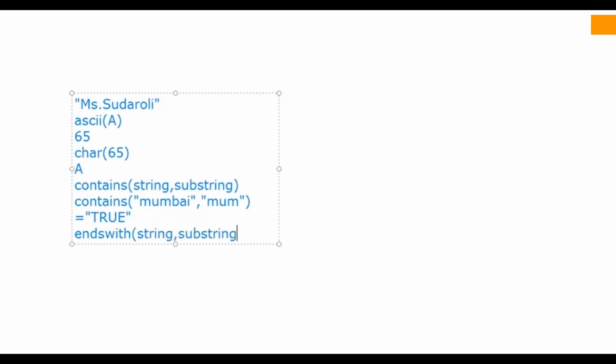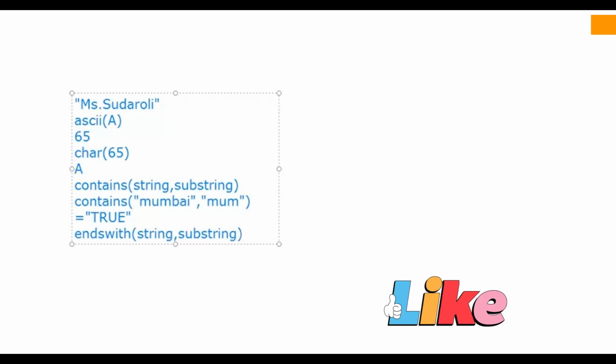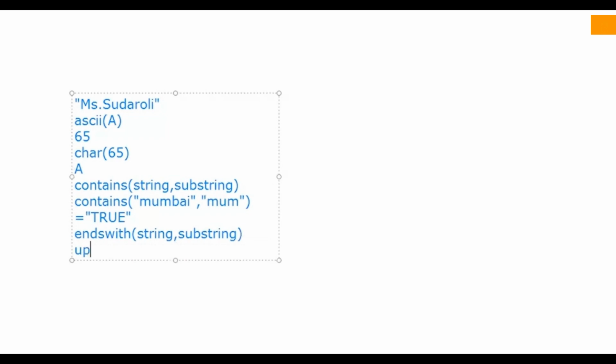Say for example, if I use the string Mumbai and the substring mum, then it is going to return false because it is not ending with mum. If you give bai, then it is going to give me true. Other than that, you can make use of uppercase and lowercase. You just use upper, then inside you pass the string. This automatically will get updated into uppercase. Everything will become uppercase.